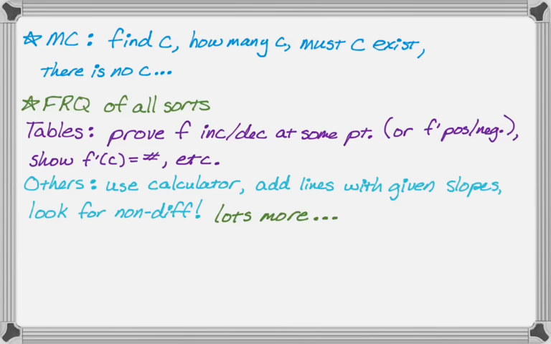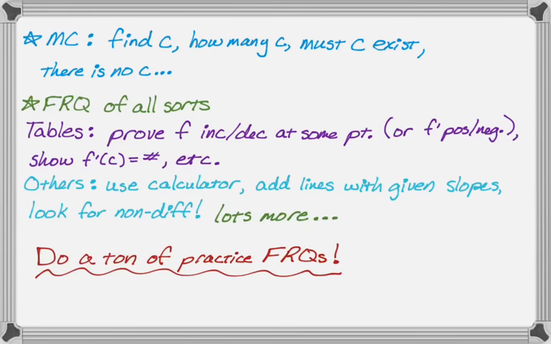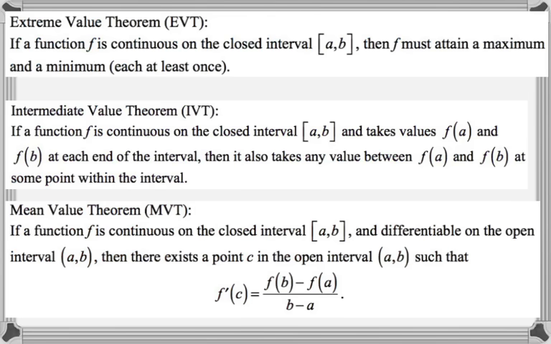I would definitely recommend that you do a ton of practice FRQs. It comes up every year, especially on the table problem, so look through and find some of those. And just to summarize, so you could screenshot this if you wanted to, we have the extreme value theorem, the intermediate value theorem, the mean value theorem. Those are the value theorems. They're going to show up on the AP exam. Make sure you know them really well. Do a lot of practice. I hope you found this helpful, and good luck.